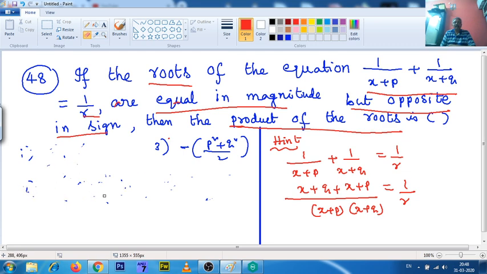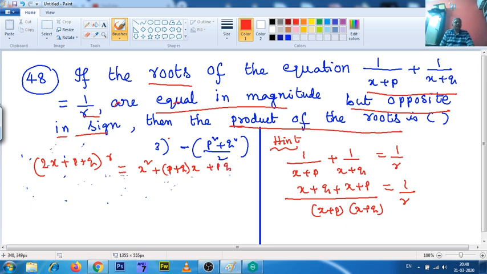Okay, wait for a while. Let me complete the problem. Okay, let us do it now. This we can write as (2x plus p plus q) into r equals to (x plus p) into (x plus q), that we can write as x square plus (p plus q) into x plus pq.